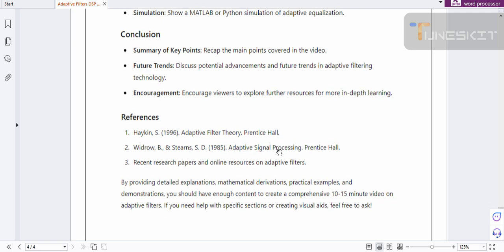The references for the above data are: Haykin S., 1996, Adaptive Filter Theory; the second reference is Widrow B. and Stearns S.D., Adaptive Signal Processing book; and the third is recent research papers and online resources on adaptive filters, and the handbook as well.